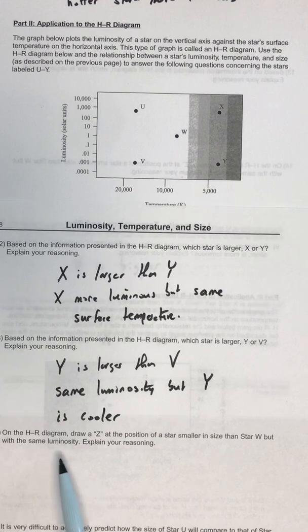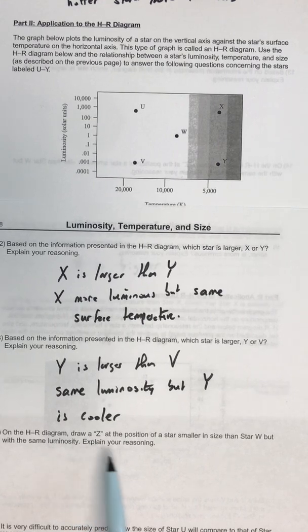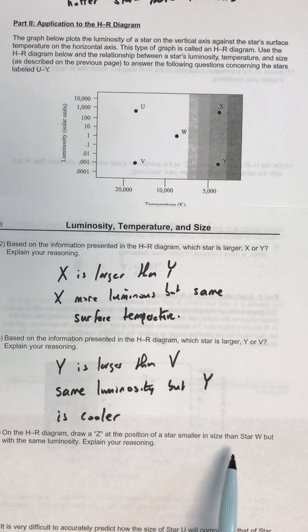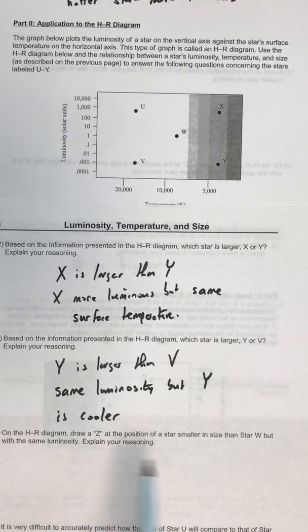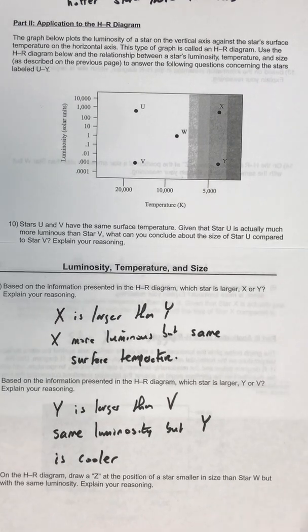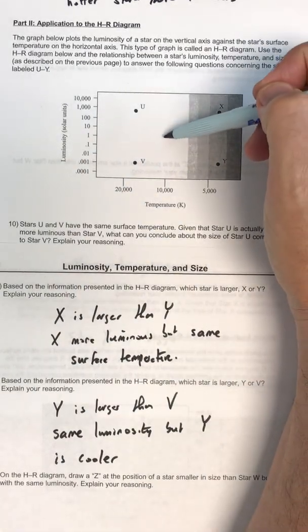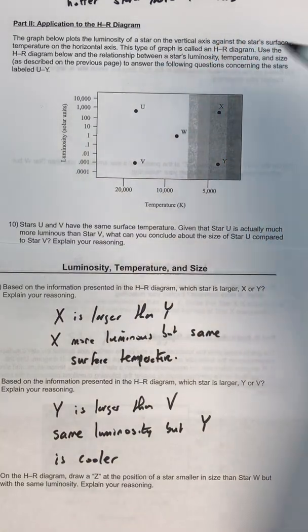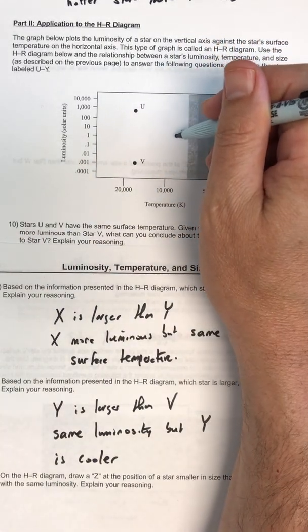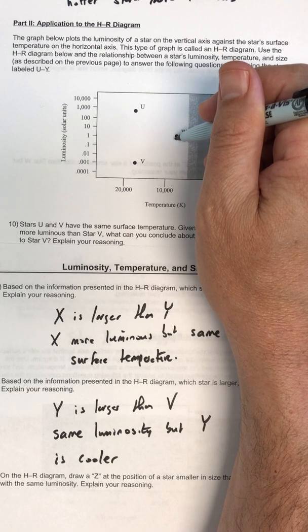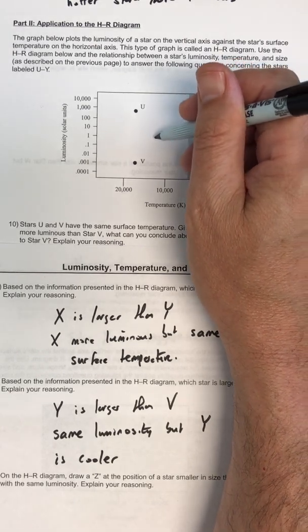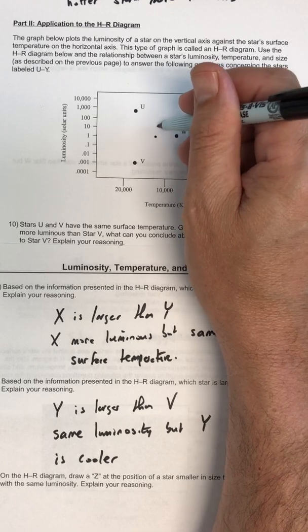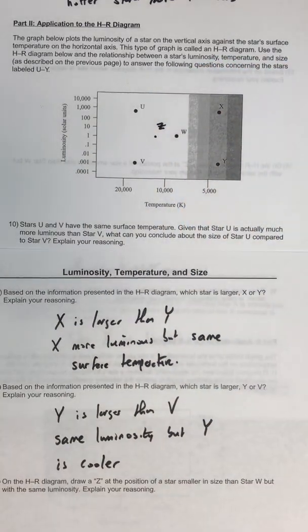Question 14. On the HR diagram, draw a Z at the position of a star smaller in size than W, but with the same luminosity. Explain your reasoning. So where I'm going to plop that guy down. So I need to have the same luminosity, but be smaller in size. So to be smaller in size and the same luminosity, I'm going to have to go to a higher temperature, which means I go to the left. So that could be, for example, there, for star Z.